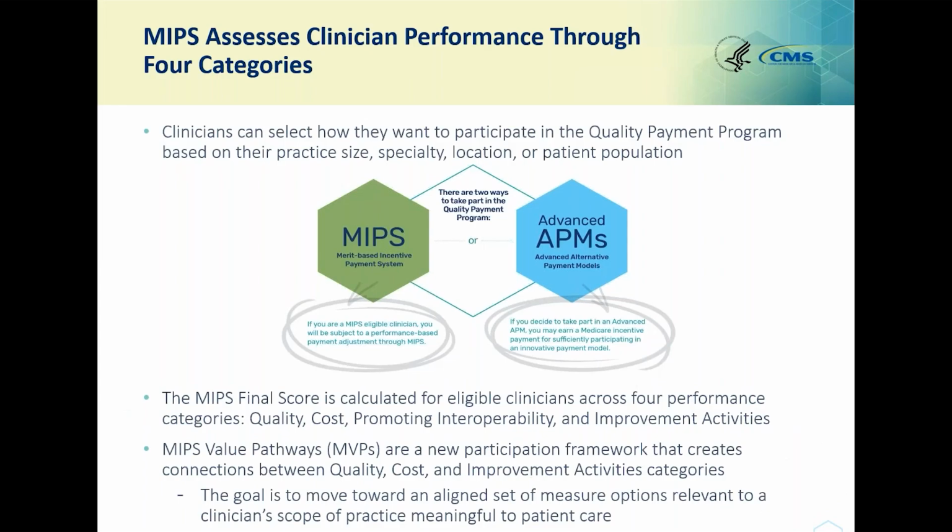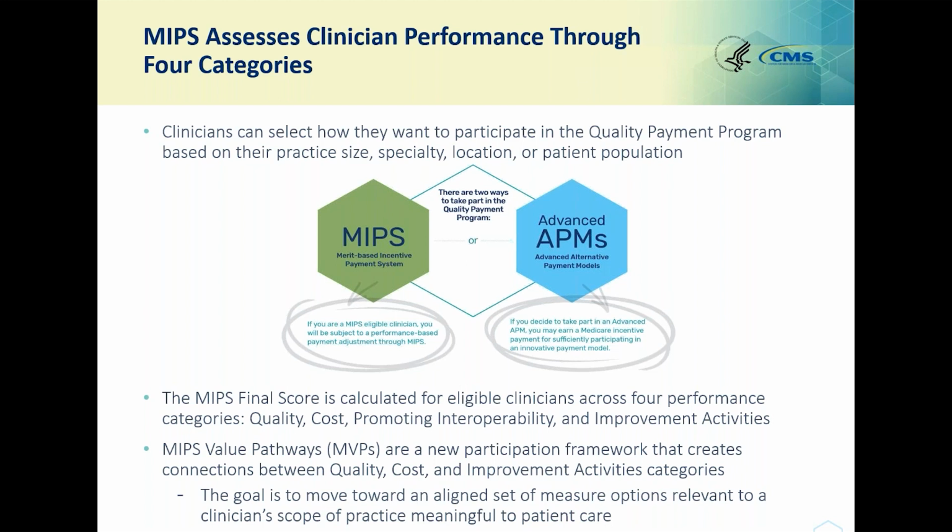The Quality Payment Program has 2 tracks for clinicians to choose from: Advanced Alternative Payment Models and the Merit-Based Incentive Payment System, or MIPS. Clinicians who participate in MIPS have their performance assessed across 4 categories: quality, cost, interoperability, and improvement activities. A clinician's performance score for each category is rolled up to a MIPS final score, which then determines a payment adjustment.